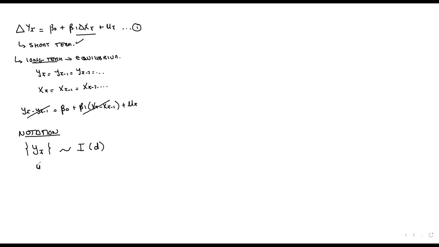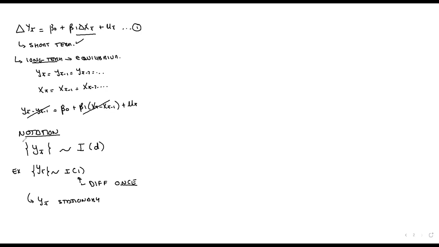Imagine that yt, as an example, is integrated of degree one. What does this one mean? It means that in order to make this yt a stationary process, I need to differentiate once. In general, how many times do I need to differentiate a variable that is integrated of degree d? I need to differentiate d times. So if it's an I(2), I need to take the first difference and then a second difference. That's the way this notation works.